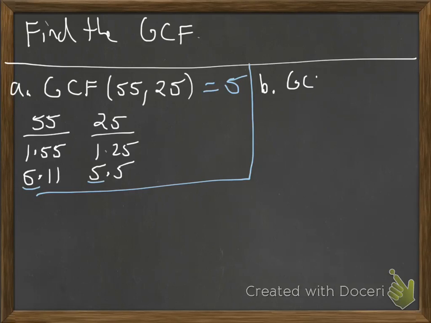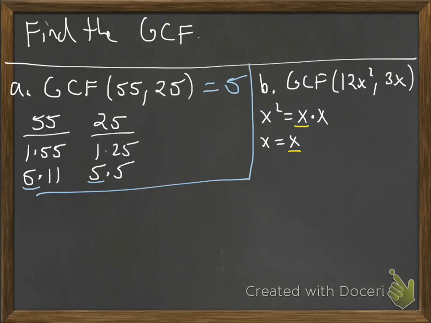Okay. Then we can throw in some variables. Okay. So x squared means x times x, and then x is just x. Okay, so you see that we have an x in common, so that's the greatest number of x's we have in common, which is just x.